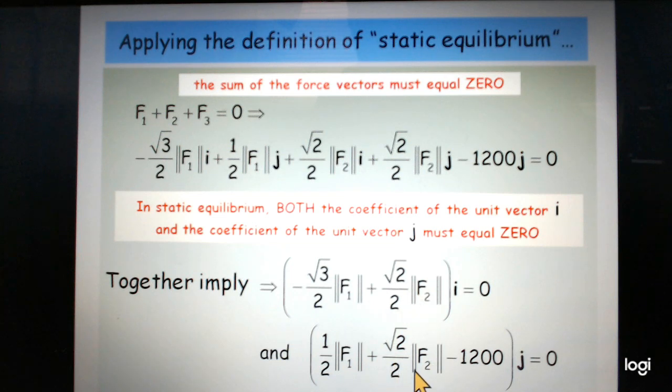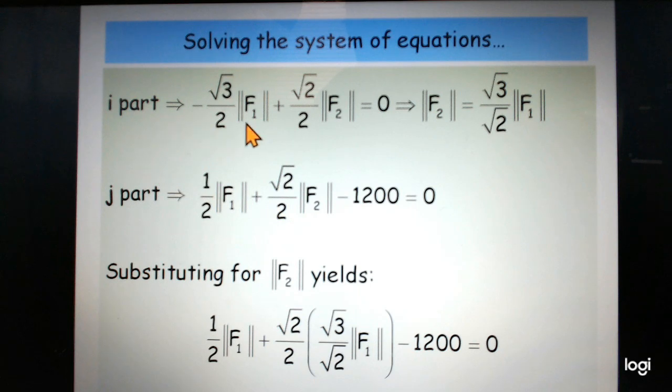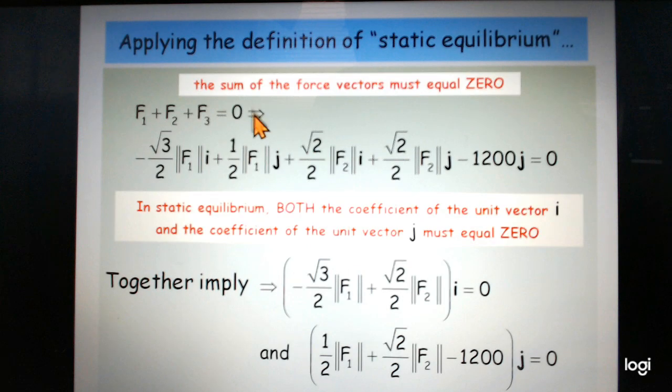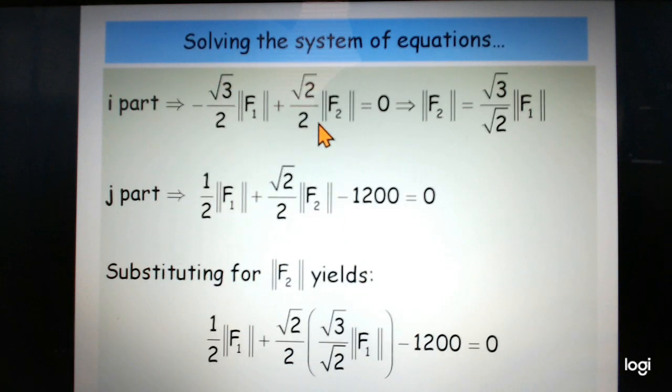So what we're going to do, well, you can probably guess, is solve this one for F2. We're going to work with the i part. I took out the i, and this coefficient has to be 0 because this has to be 0. This is a unit vector of length 1, so this has to equal 0. I'm solving for F2. What am I going to do? I'm going to multiply both sides by 2, move this over, and divide by radical 2. So F2 is this crazy quotient times the magnitude of F1.